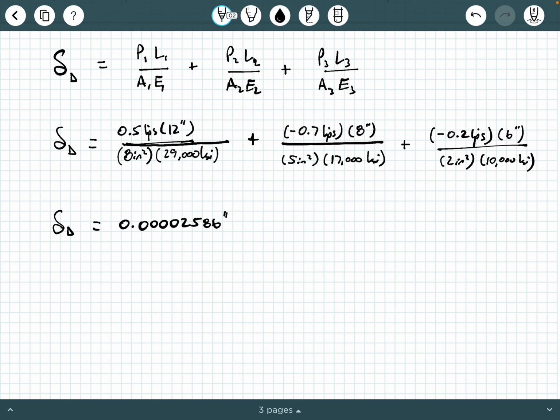Second term, we have a 0.7 times 8 divided by 5 divided by 17,000. And so here we get this negative term, since it's a compressive effect, of 0.00006588 inches, okay? And then the last term, 0.2 times 6 divided by 2 divided by 10,000. And so again, we get a negative number here due to the compressive effect, 0.00006 inches. And so we add all these up.